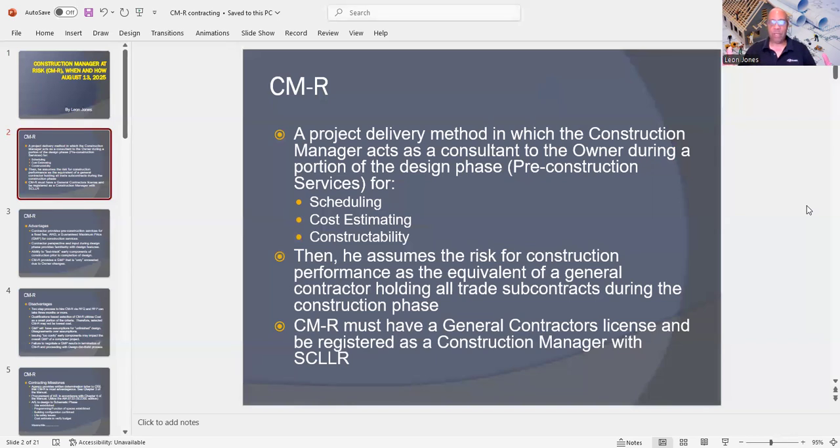Basically, the CM is the GC, or the general contractor, because the general contractor is in charge of all of the subcontractors. And also, in order to be a GC, a general contractor must have a license and be registered as a construction manager with SCLLR.